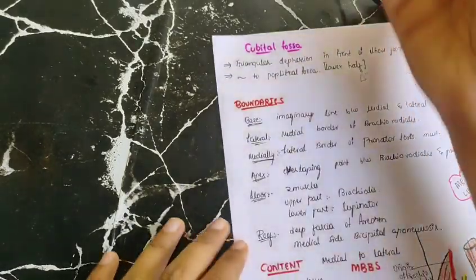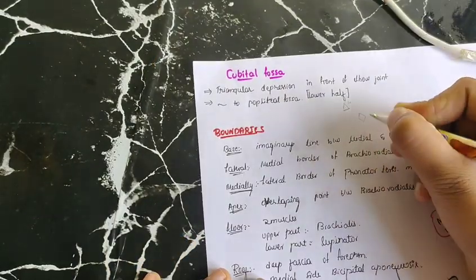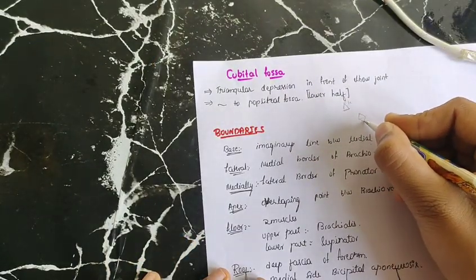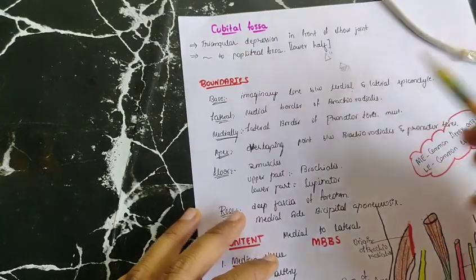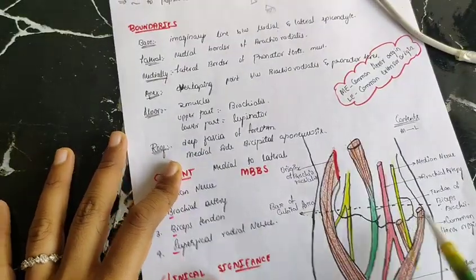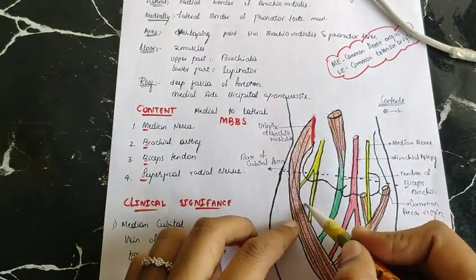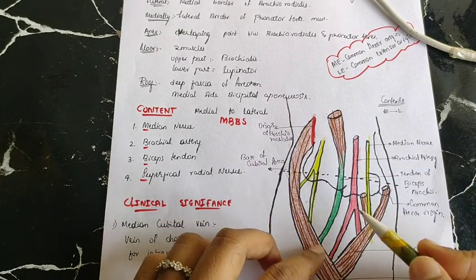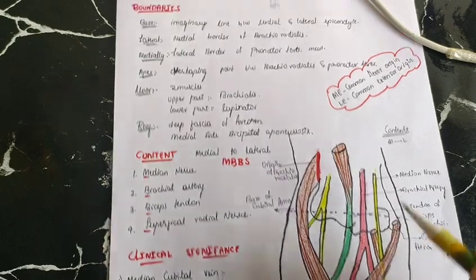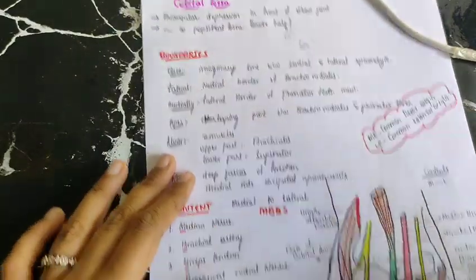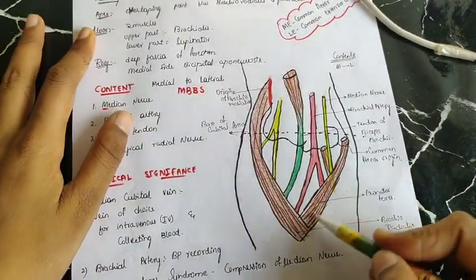This is a triangular depression in front of the elbow joint. It is similar to the popliteal fossa. In the popliteal fossa, you'll see a diamond shaped depression. The cubital fossa is more similar to the lower part of the popliteal fossa, which is triangular in shape. The boundaries: the base is formed by the imaginary line joining the medial epicondyle and lateral epicondyle. Laterally, it is formed by the medial border of brachioradialis, and the medial boundary is formed by the lateral border of pronator teres. Apex is formed by the overlapping point between these two muscles, brachioradialis and pronator teres.